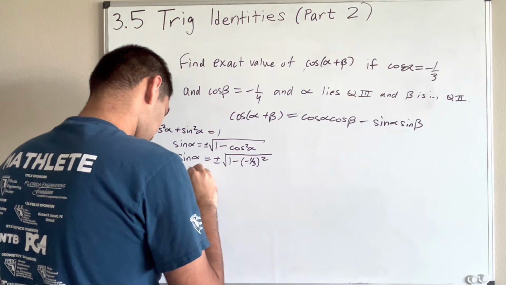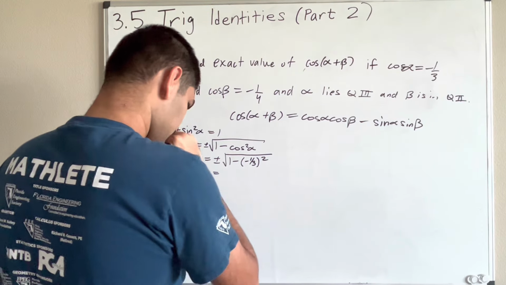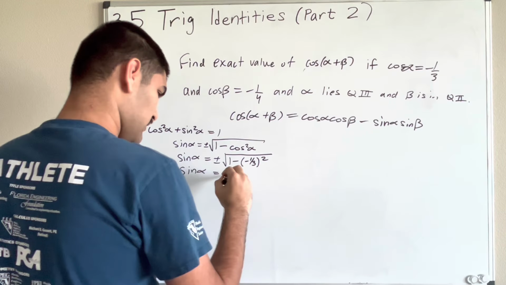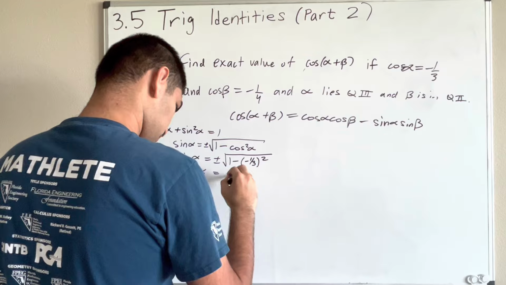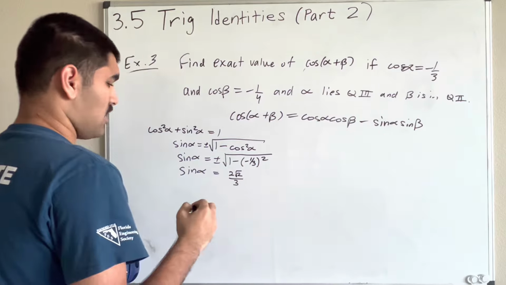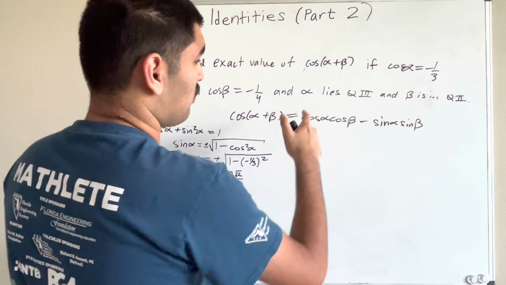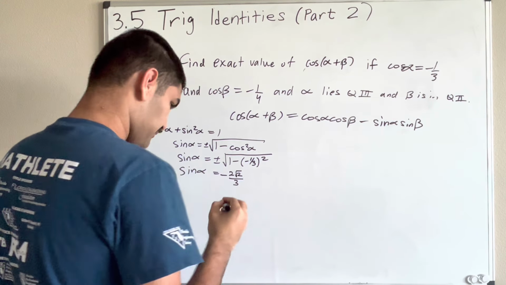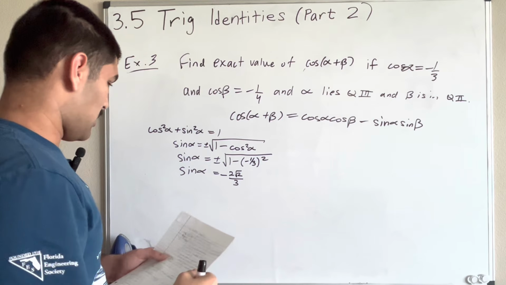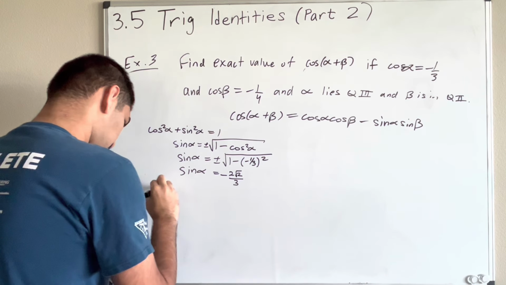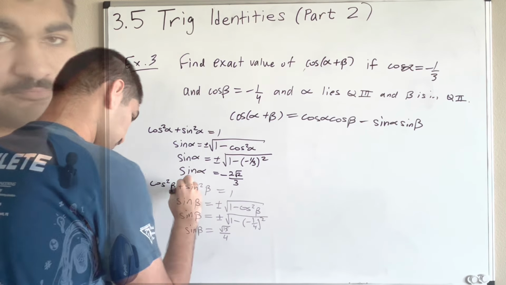And we get, so this is like 8/9, I believe. Yeah, so you get that. And then alpha is in quadrant 3, so this is going to be negative. All right, and so now we need to find sine beta. So we could do the same thing for beta.